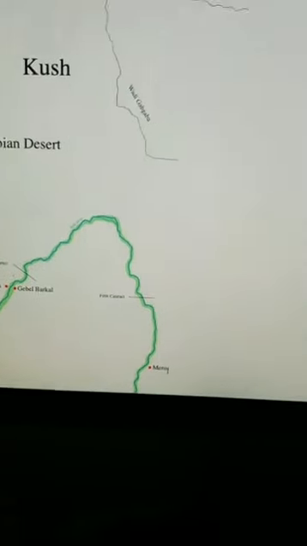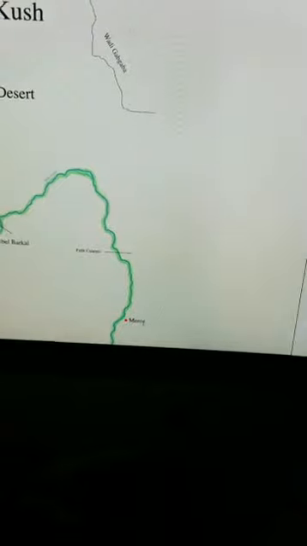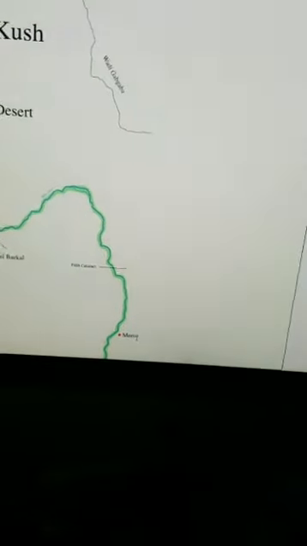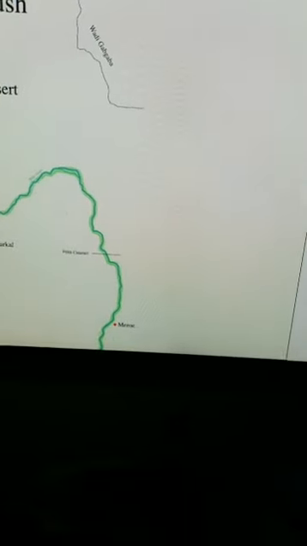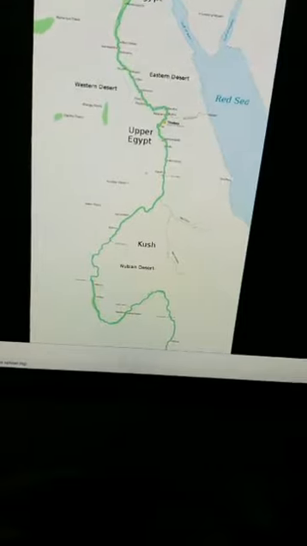What was Meroë the capital of? That's not Ethiopia, family. Now look at this right now. Look at a map. Hold on, I'm going to show you a different map.